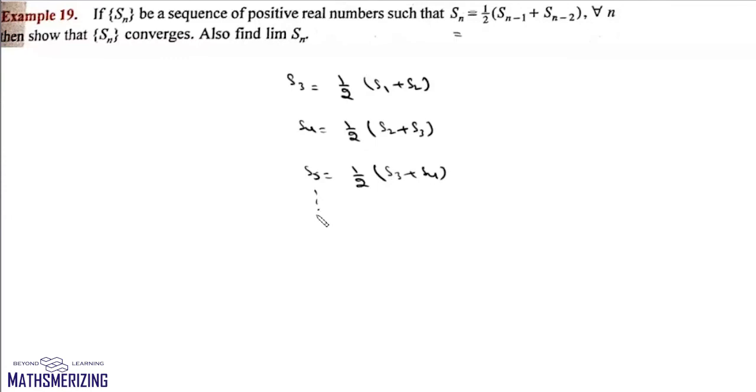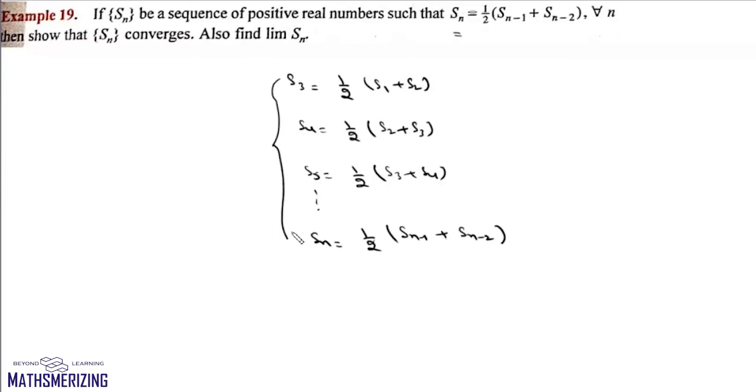Now from this we can write S3 equals 1 by 2 (S1 plus S2), S4 equals 1 by 2 (S2 plus S3), S5 is 1 by 2 (S3 plus S4), and the same way we can write Sn will be 1 by 2 (Sn minus 1 plus Sn minus 2).